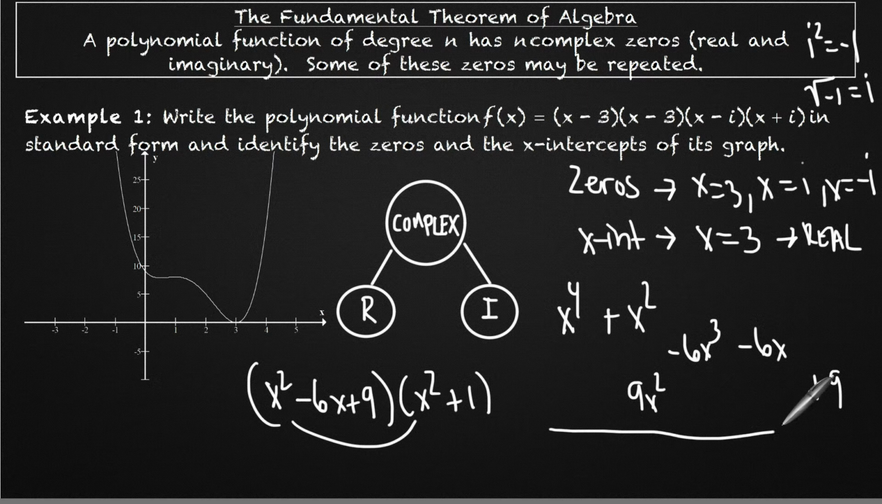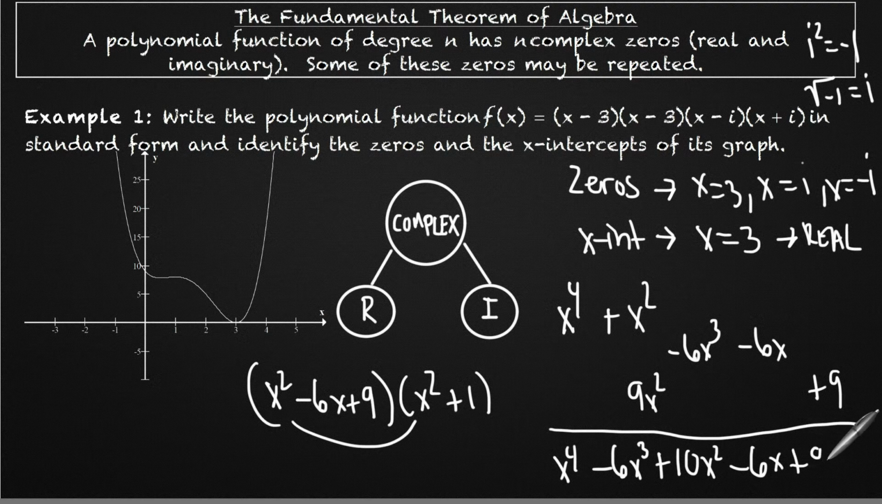So we add all that together. Our final answer is going to be x to the 4th minus 6x cubed. Then we have a 10x squared. And then we have a minus 6x and a plus 9.